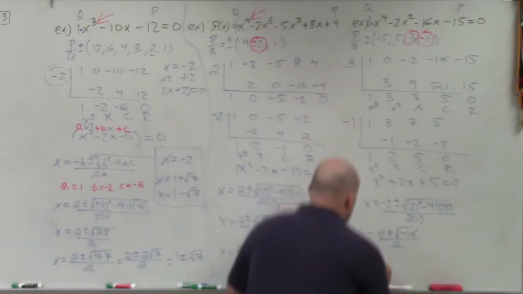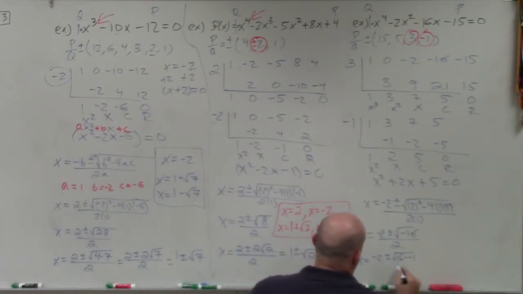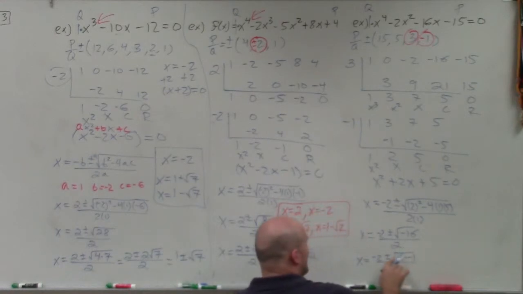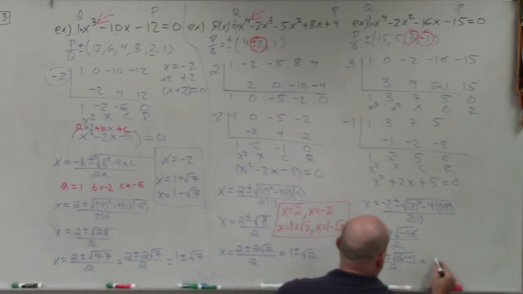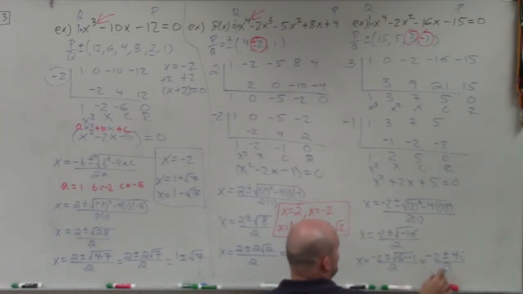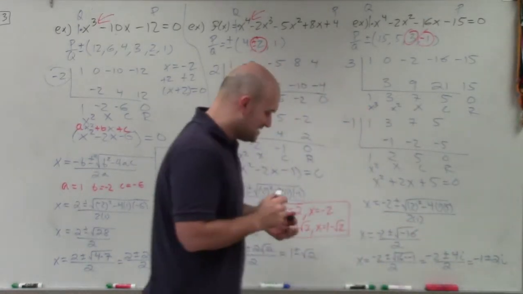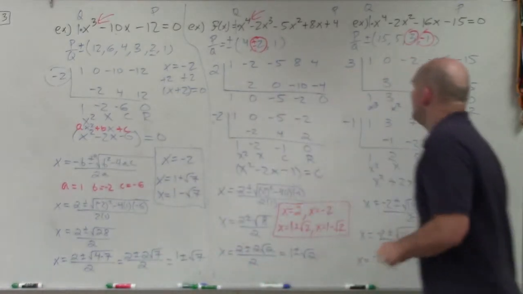So what we can do is we can rewrite this as x equals negative 2 plus or minus the square root of 16 times negative 1, divided by 2. So now, the square root of 16 we know is 4. The square root of negative 1 is i. So that equals negative 2 plus or minus 4i divided by 2. Again, divide the 2 into both of those, and I'm left with a negative 1 plus or minus 2i.